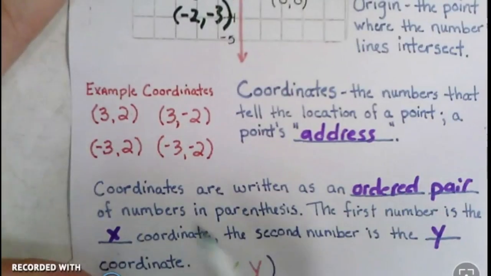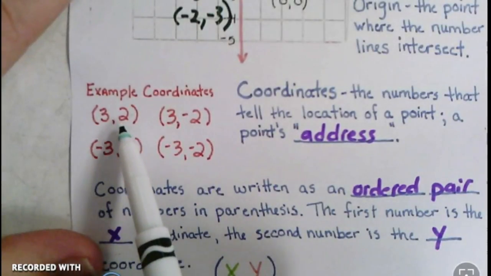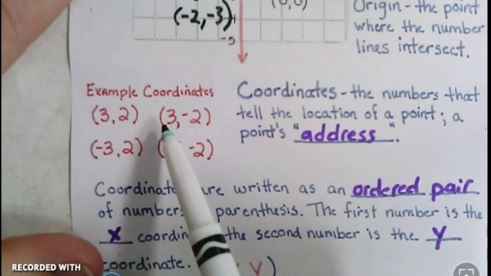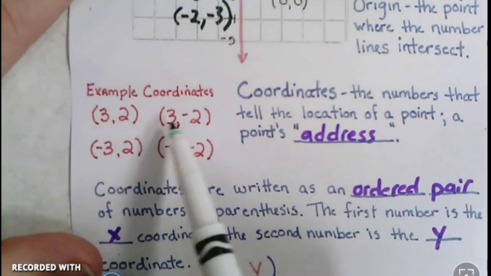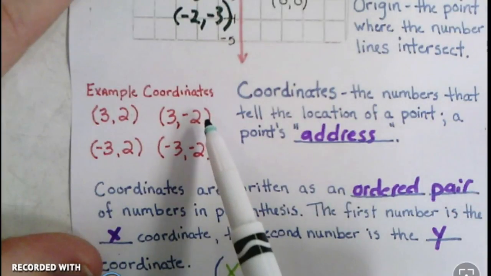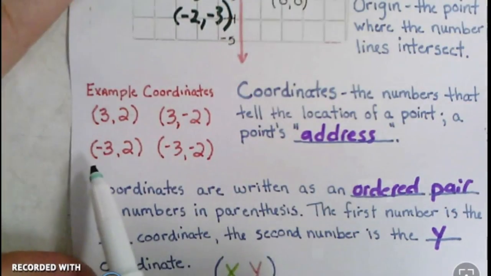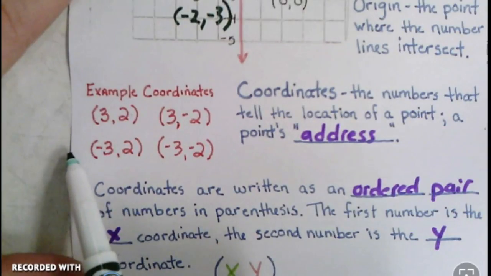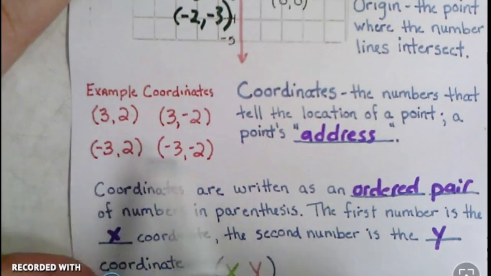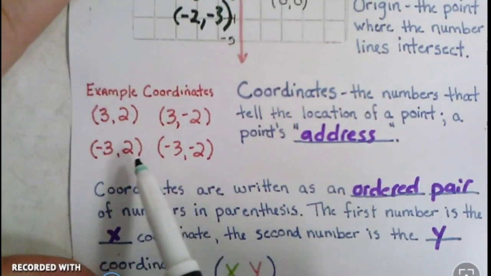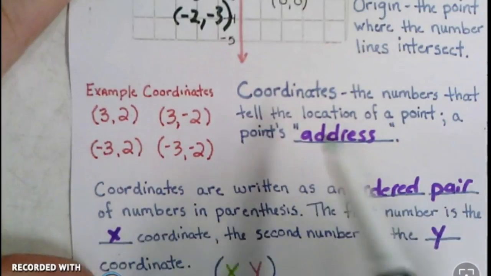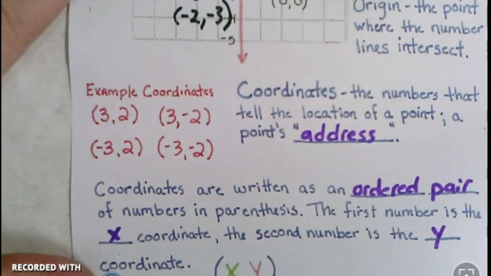So here are some example coordinates. We've got 3, 2, which means that I ran over 3 and then up 2. I've got 3, -2, so I ran over 3 and then I took the elevator down 2. Here, I ran back -3, so to the left, 3, and then I went up 2. And in this one, I ran back -3, and then I took the elevator down 2 to find the address of each of those points.